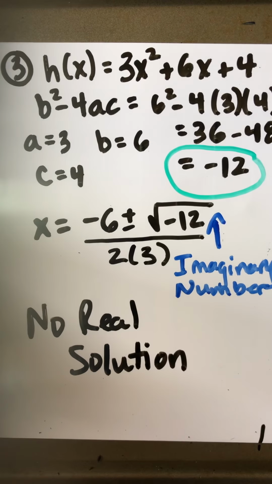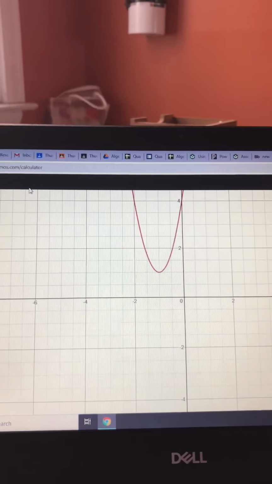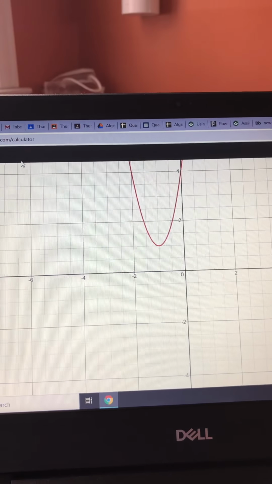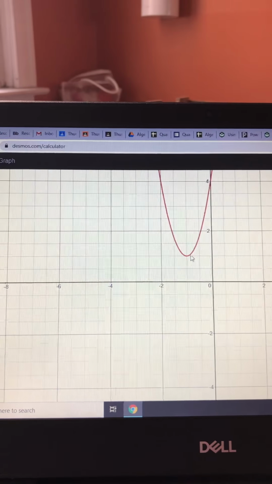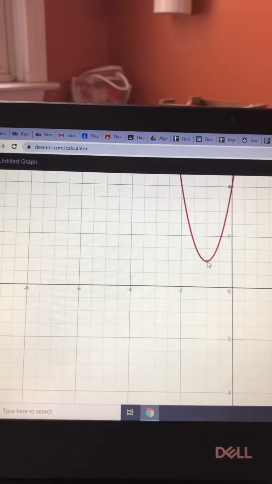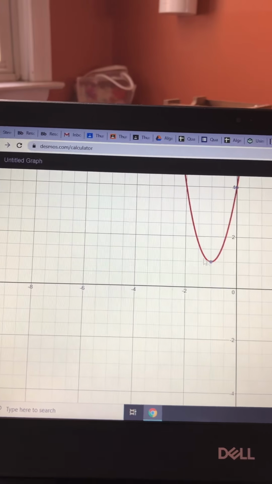to this problem. Well, if there's no real solution, there's no real place where the parabola would cross through the x-axis. So let's take a look at the graph of this function and just confirm again that it's not going to touch anywhere. And there you have it. That's our graph of 3x squared plus 6x plus 4. Doesn't touch the x-axis anywhere. It has a vertex over here at negative 1, 1. And the graph is concave up like a cup. And therefore, it never touches the x-axis.